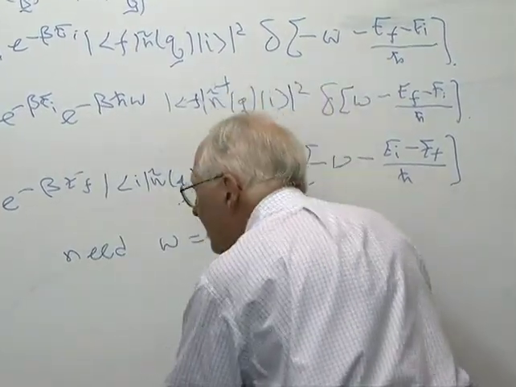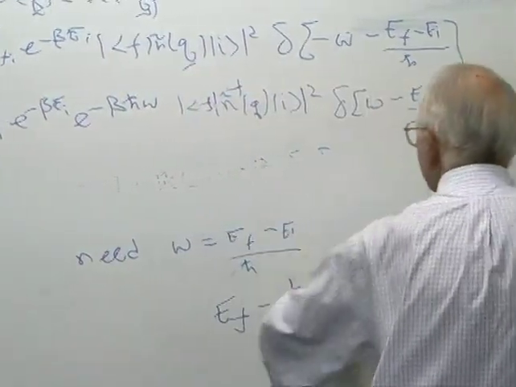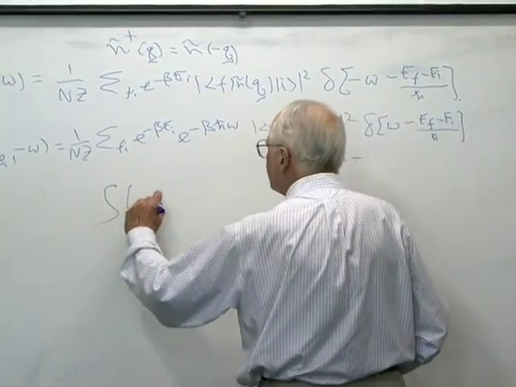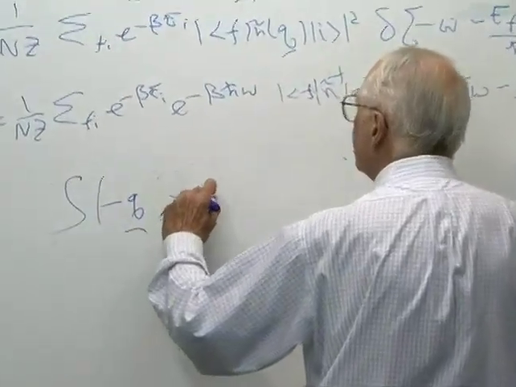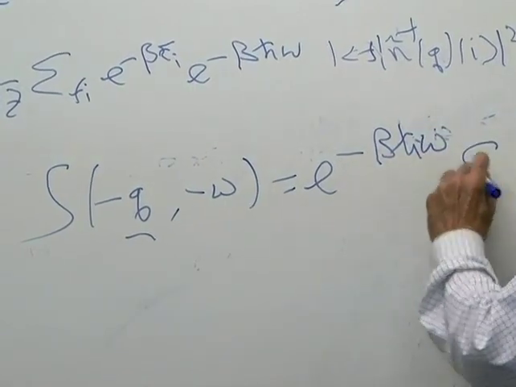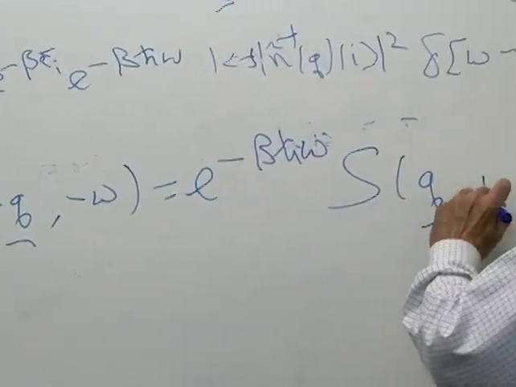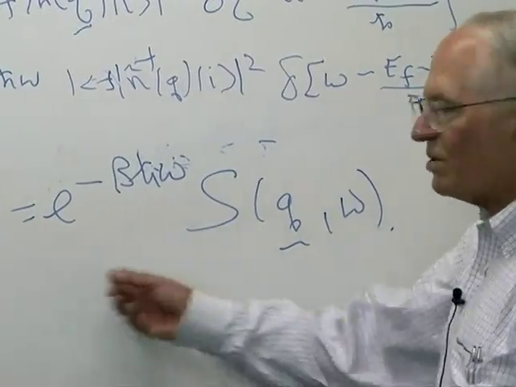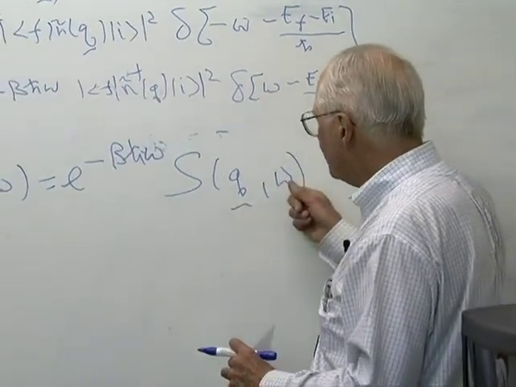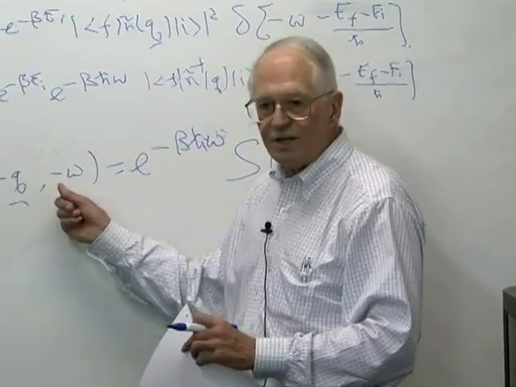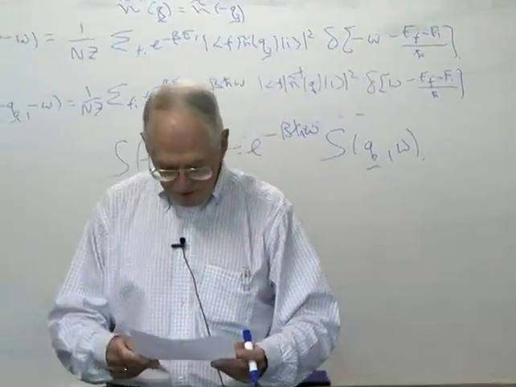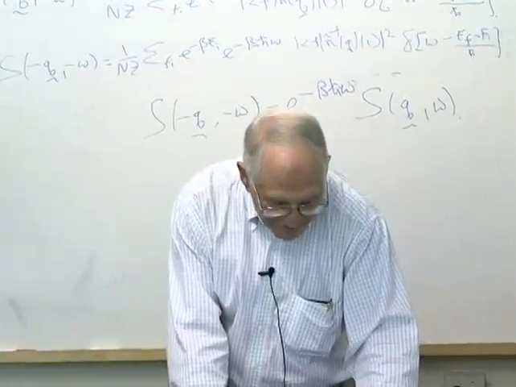So you'll have to go home and check. But the final result, which has a very simple interpretation, is that S of minus Q minus omega is e to the minus beta H bar omega S of Q and omega. And this is called detailed balance. There is a relation between S for a particular Q and omega and S for the opposite Q and negative omega. Now this has a simple physical interpretation. This is called detailed balance.